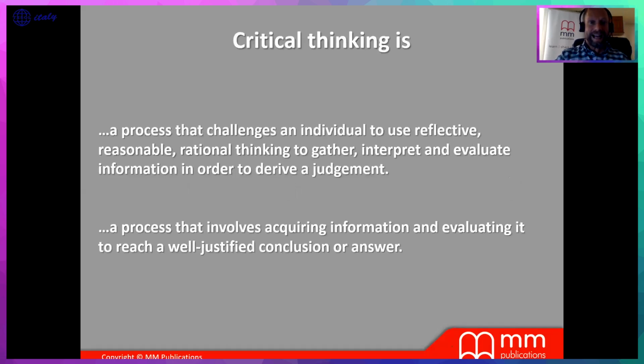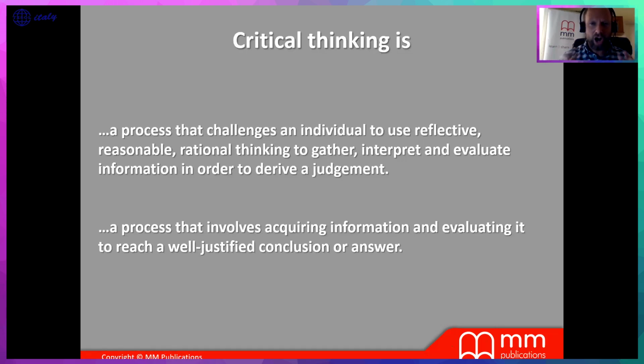So let's see how we can blend these by having a look at what critical thinking is. These are just two definitions. There's a plethora of definitions that more or less sum up what critical thinking is all about. I've selected two that are concise and define how they are an important element of achieving higher order thinking. A process that challenges an individual to use reflective, reasonable, rational thinking in order to gather, interpret, and evaluate information in order to derive a judgment.